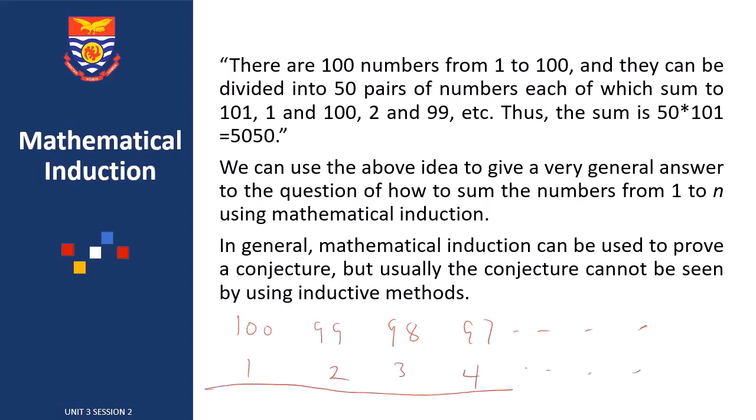So when you sum, what do you get? 101, 101, 101 in that order. So that's what he did. He realized that he divided into 50 pairs, and he had 101 fifty times. So 50 times 101, which is 5050. You can use the above idea to give a very general answer to the question of how to sum numbers from 1 to n using mathematical induction.